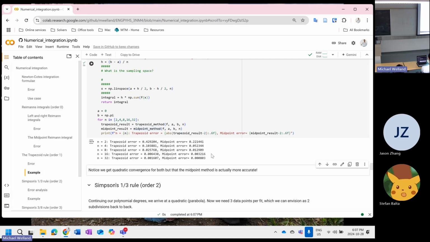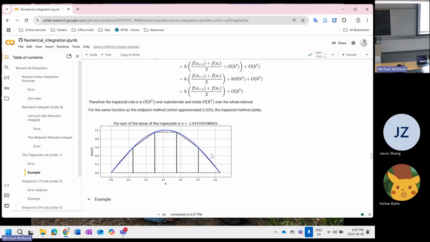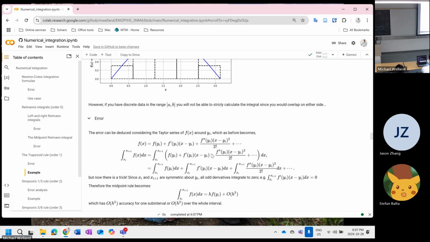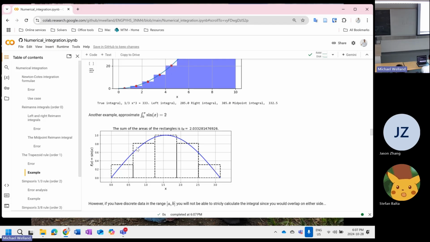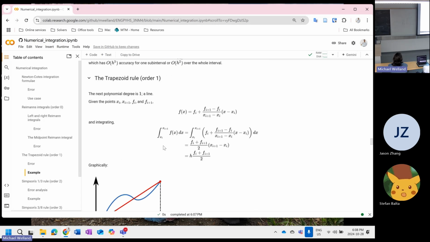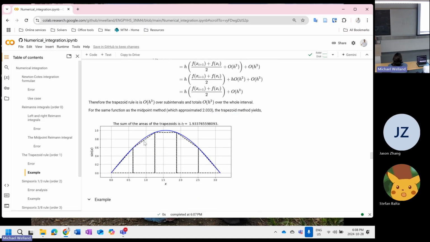Anybody know why midpoint might actually be better than trapezoid? The errors cancel. Yeah, that's exactly it. In general, whatever the area of this triangle is here is roughly the same as the error up here, right? Or the area here. So when you take that middle point there, you're actually effectively canceling out those two errors, which turns out to be better than just ignoring the curvature entirely, right?